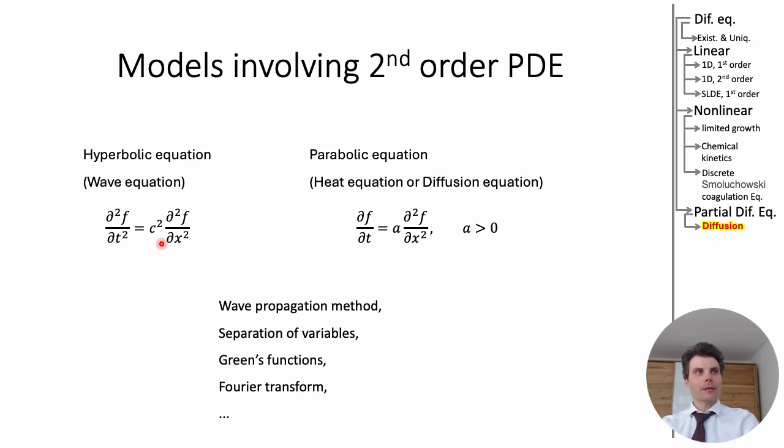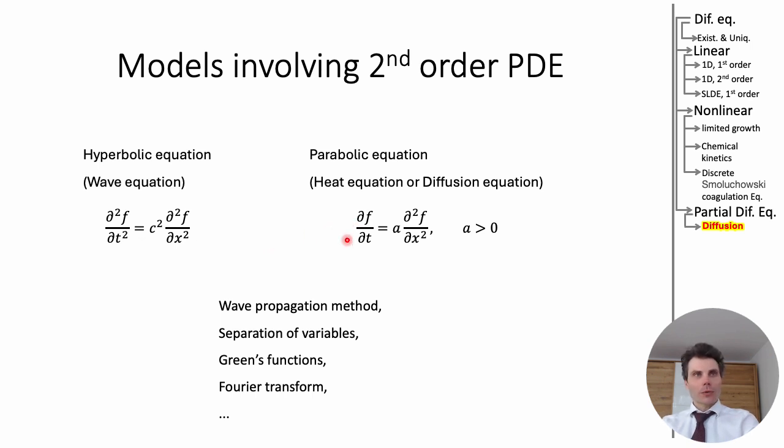So x is space, t is time, f is the profile of the wave, the deviation of the surface of liquids, or the deviation of the shape of an elastic rod from the equilibrium. And this profile is propagated with respect to this equation where c squared, where c is the velocity of this wave.